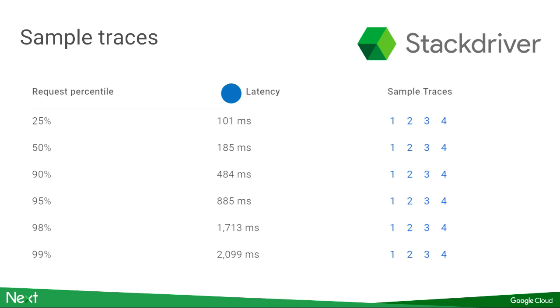So StackDriver also produces reports. It'll provide sample traces for each sort of percentile buckets. So again, I think the most important ones to look at are the slowest ones.